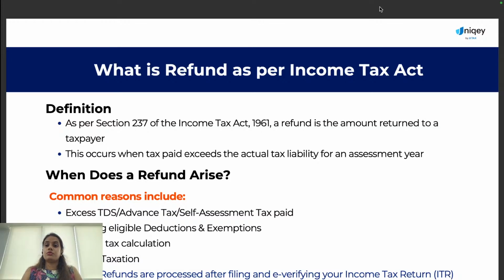So when does a refund arise? These are the common reasons: excess TDS, advance tax or self-assessment tax paid, as I have already mentioned, claiming eligible deductions and exemptions, error in tax calculation, double taxation. So these are a few common reasons why a refund arises. And a refund can be processed after filing and e-verification of the return of income.